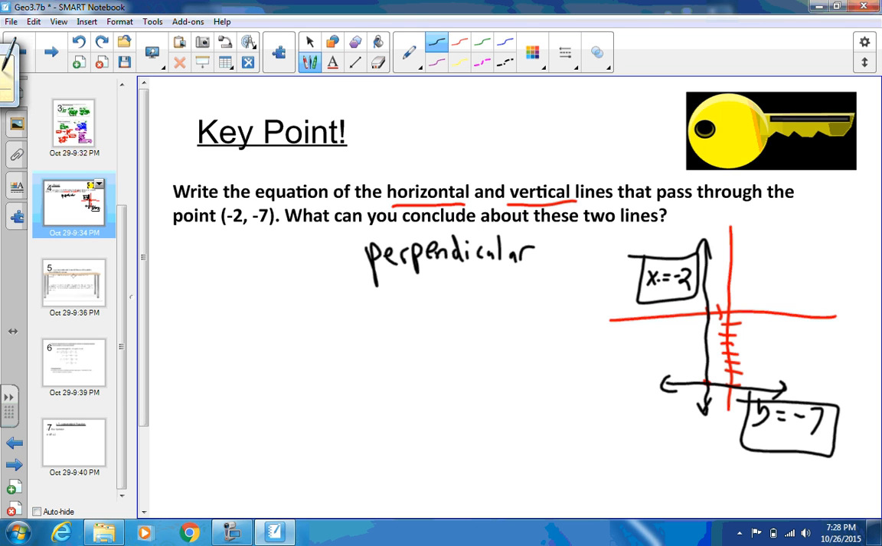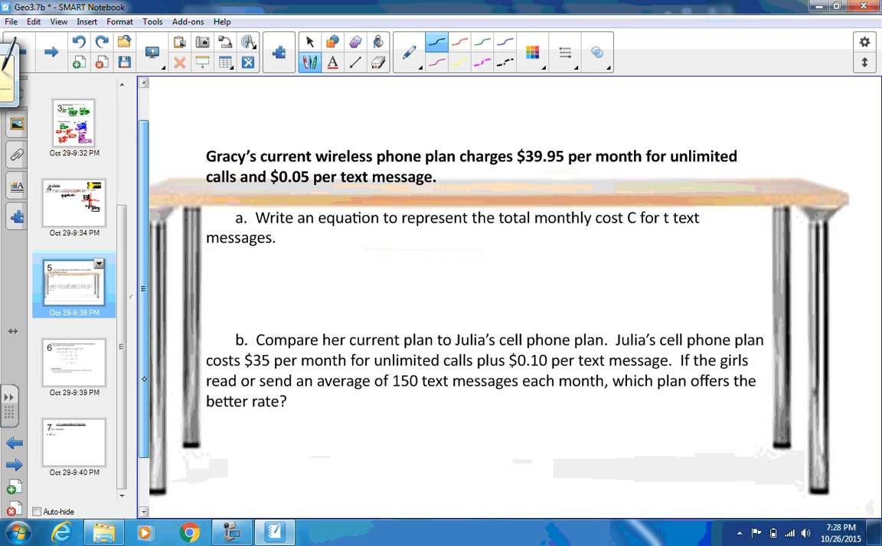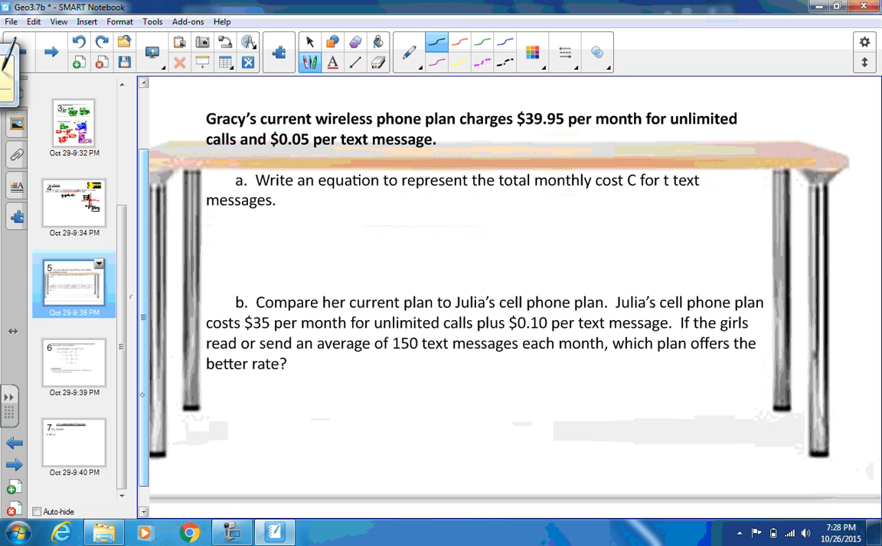All right. One more example here. And I don't recall why I put a table here, but we'll go with it. So the situation is on top of the table here. It says Gracie's current wireless phone plan charges $39.95 per month for unlimited calls, but they also charge 5 cents per text message. So write an equation to represent the total monthly cost, C, for T text messages. So cost is going to be C equals something.